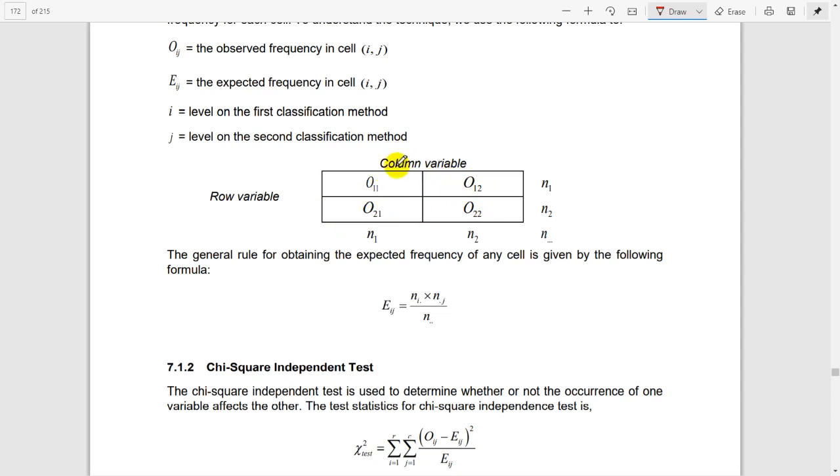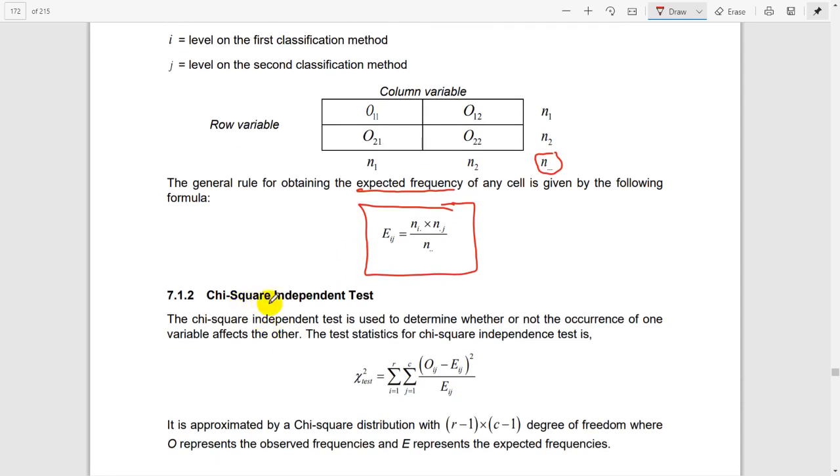Okay, so first of all, when you have this kind of table, it will be in the form of data. So first find the summations N1, N2, and the column summations N1, N2. And then the most important thing, find the total here. So it's the same as what we did in the previous chapter. Okay, so the general formula to obtain the expected frequency: we use this formula, Ni times Nj, meaning this one is the row, this one is the column, over the total, then we get the expected frequency.